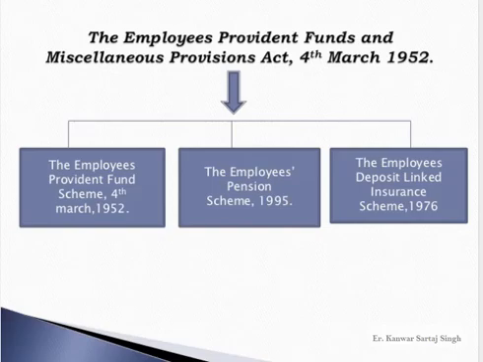Good afternoon, students. The topic of today's lecture is Family Pension Scheme, and this topic comes under the Employees Provident Funds and Miscellaneous Provisions Act 1952. As you can see, this Act has three subdivisions: the Employee Provident Fund Scheme, 4th March 1952, Employees Pension Scheme 1995, and Employees Deposit Linked Insurance Scheme 1976. So, studying one part of it, that is Employees Pension Scheme 1995, we will be covering the Family Pension Scheme topic under this Act.